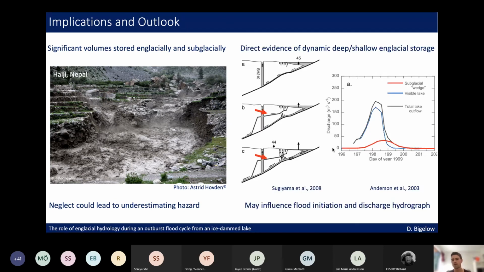Secondly, we've also identified direct evidence of dynamic, deep and shallow englacial storage. So that suggests that once these events start to drain, perhaps we need to adjust our models a little bit to better understand how the englacial system influences flood initiation, as well as flood magnitude, which is traditionally represented through the discharge hydrograph.